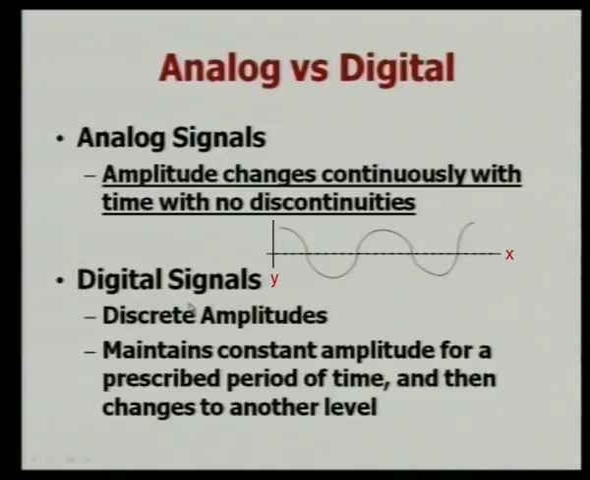And what is a digital signal? A digital signal will have discrete amplitudes and it maintains constant amplitude for a prescribed period of time and then changes to another level. With respect to time, we are defining these two quantities here. Analog signals, with respect to time, the amplitude is varying continuously, and digital signals with respect to time take different discrete amplitudes. This is the distinction that we have here in terms of analog versus digital signals.